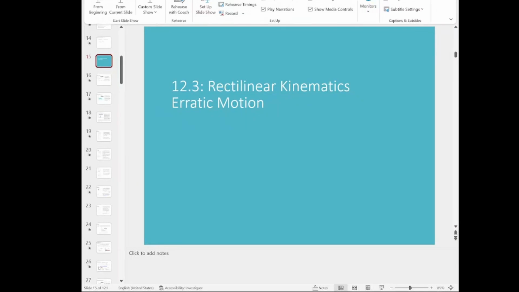I'm going to start talking about 12.3, rectilinear kinematics. In this case, erratic motion. So non-continuous motion, essentially.